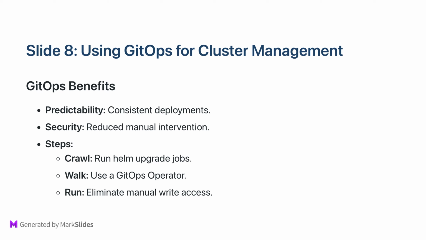Run. In the final stage, we aim to eliminate manual write access to the cluster. All changes must go through the GitOps workflow, meaning they are made in Git and then deployed automatically. This creates a highly secure and entirely automated environment where the cluster state is fully defined by the code in your version control system. To sum up, adopting GitOps can significantly enhance the predictability and security of your deployments, and following the crawl, walk, run approach allows for a smoother phased transition into a fully automated, GitOps-driven workflow.